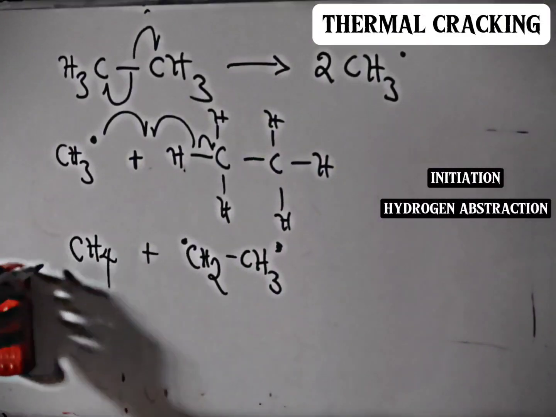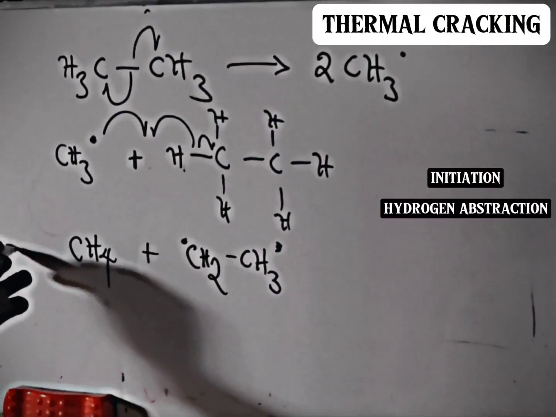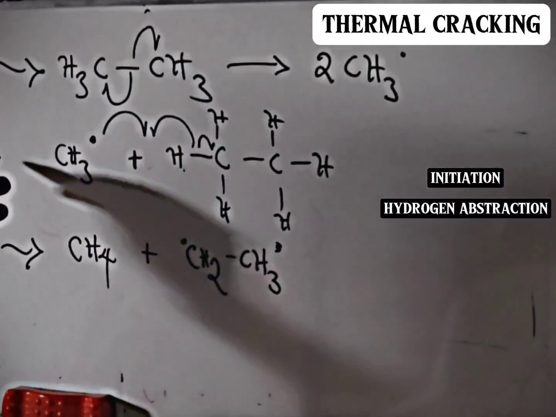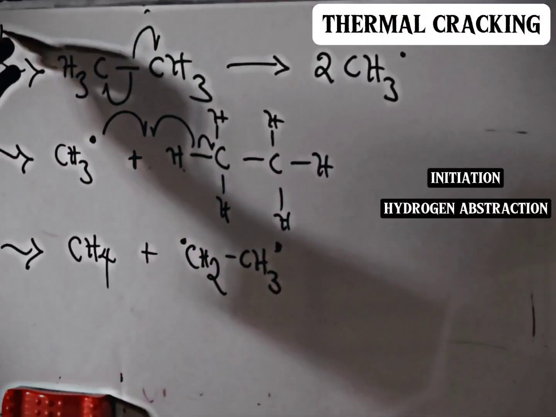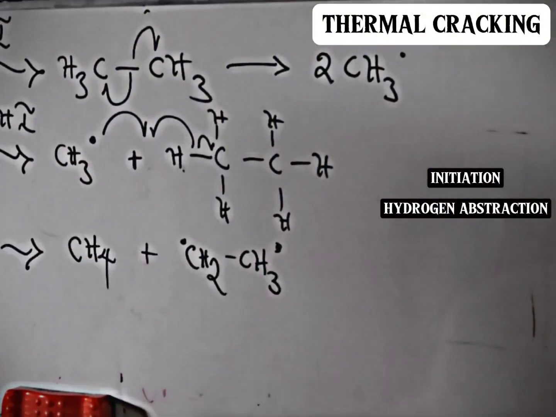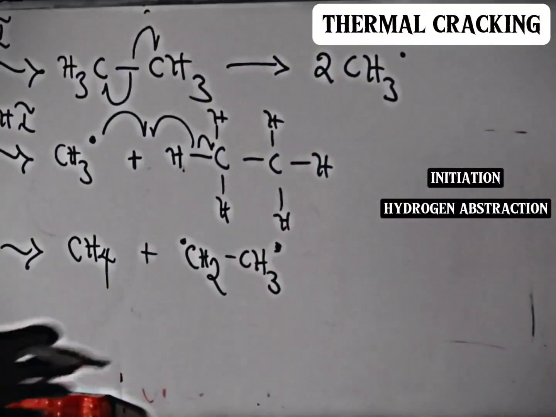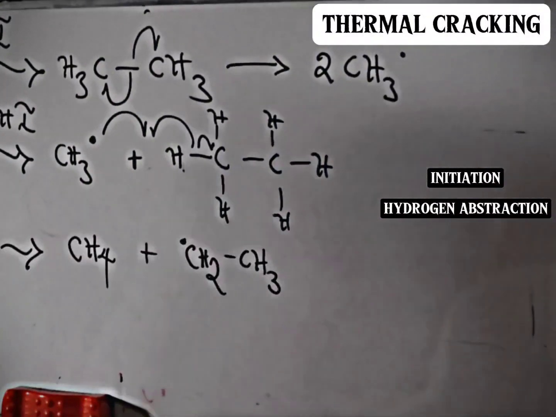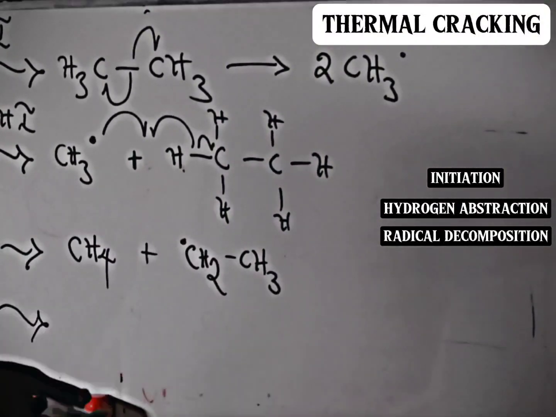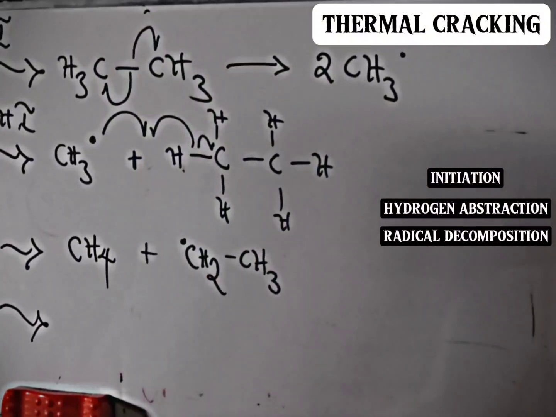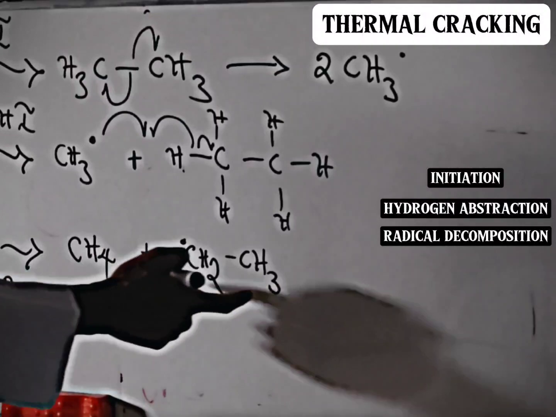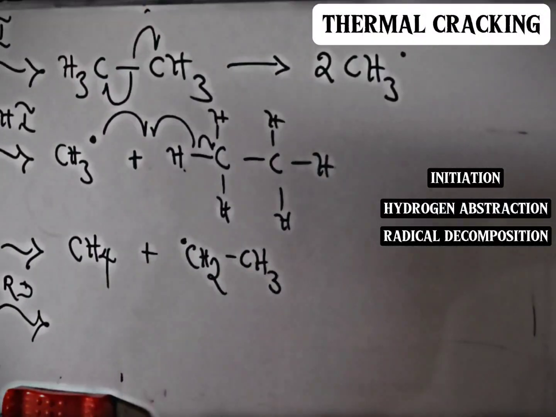First, if you could observe, we had the initiation, the hydrogen abstraction, which gave us this, all right? Sorry, it's not supposed to be so. So which gave us this. So the next stage is called radical decomposition. Ethyl radical has been produced, right? This is an ethyl radical. So radical decomposition occurs. This is the radical that will decompose.